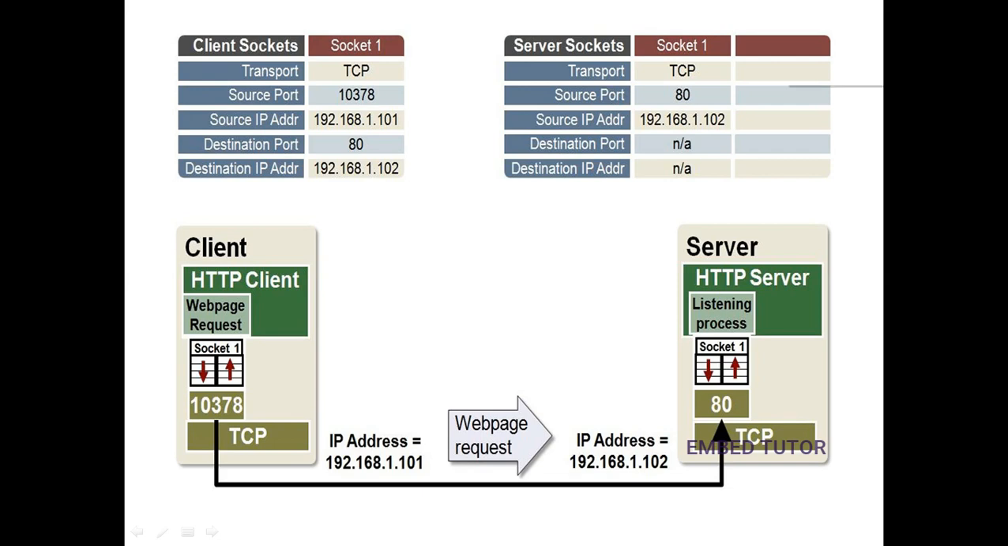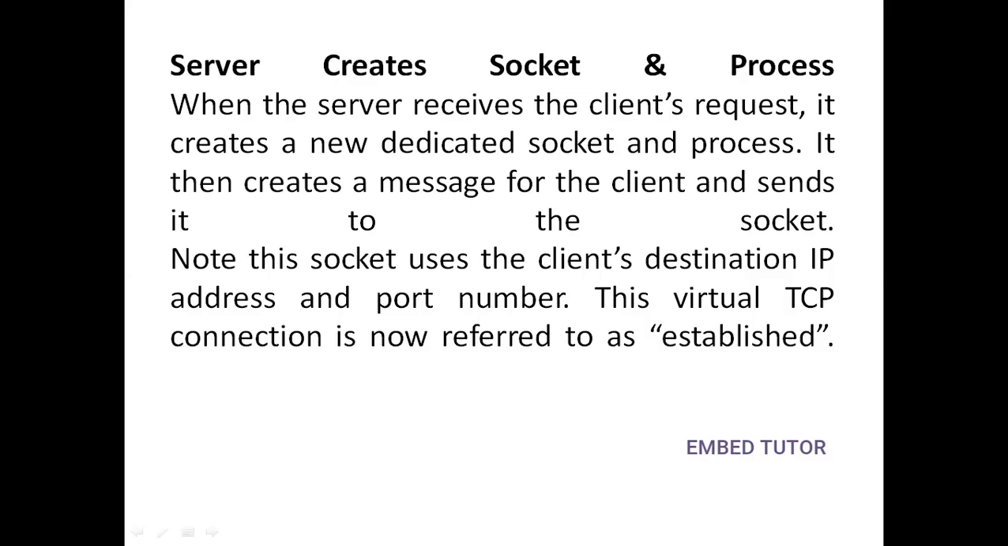That is more important, right? So the second socket is created. The second socket is created by the server and it will do the further process. So when the server receives the client request, it creates a new dedicated socket and process for this client request. It then creates a message for the client and sends that message as a response to the socket. This socket uses the client's destination IP address and the port number. This virtual TCP connection is now referred to as established.